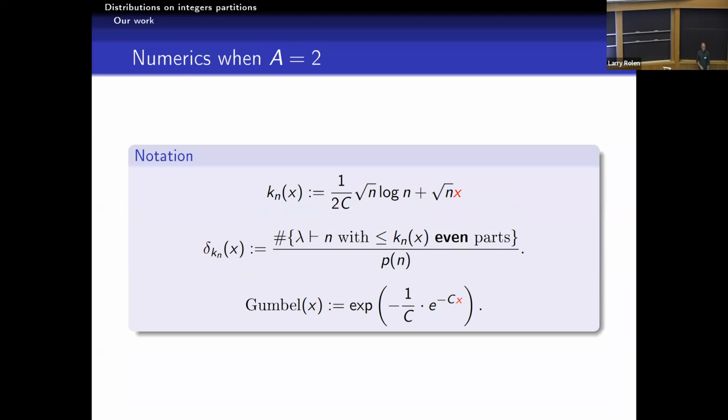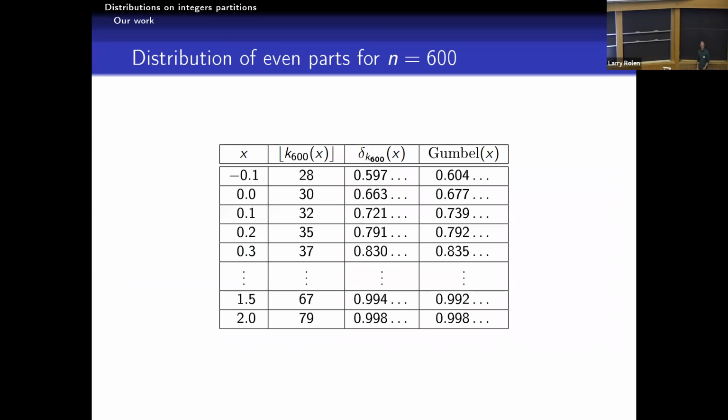Let's look at some numerics in the A equals 2 case. We already looked at numerics in the A equals 1 case, the Erdős Lehner case. In A equals 2, we want the number of partitions of n with less than or equal to k even parts. And we've got our Gumbel distribution. So delta is going to be the truth, actual numerical calculations for a fixed n. And then Gumbel is going to be our limiting distribution, what we expect to approximate the truth. And so this is what we see. Again, we're looking at n equals 600.